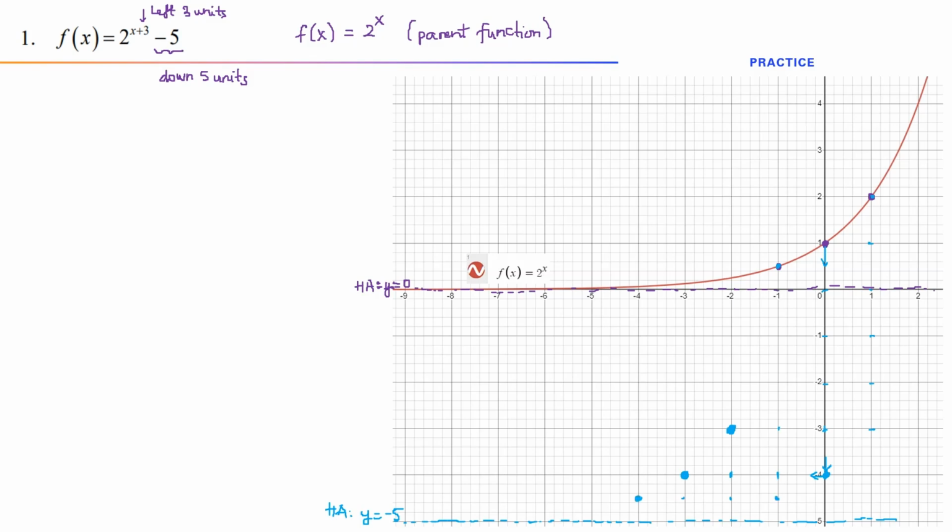Right, so we have 3 points with the horizontal asymptote. Now we can graph it. It's close to the horizontal asymptote, and goes like that.